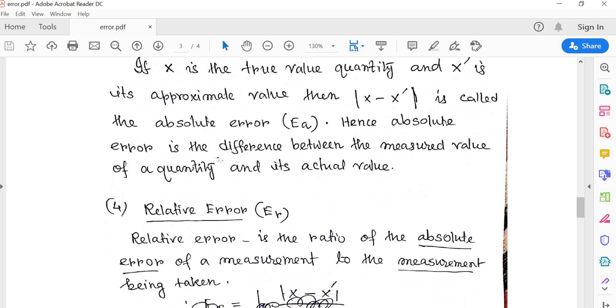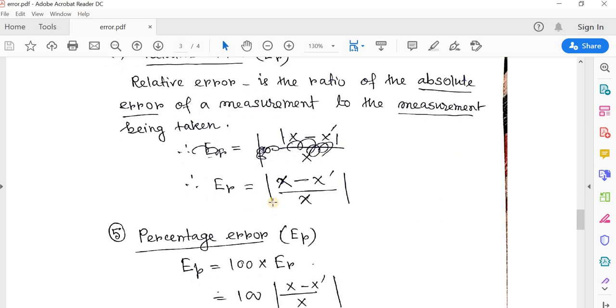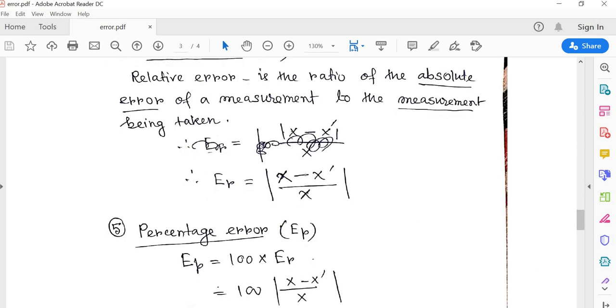Then the fourth type of error is relative error. Relative error is the ratio of the absolute error of a measurement to the measurement being taken. So the relation between absolute error and measurement is called relative error. It is written as this. So relative error is equal to this absolute error divided by the measurement. So this is absolute error.